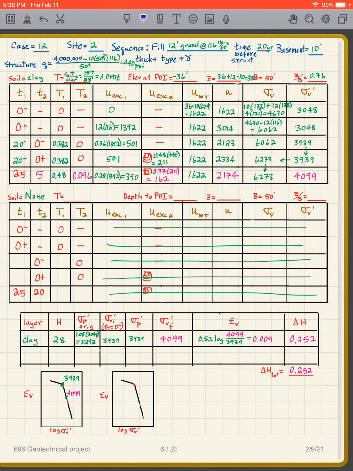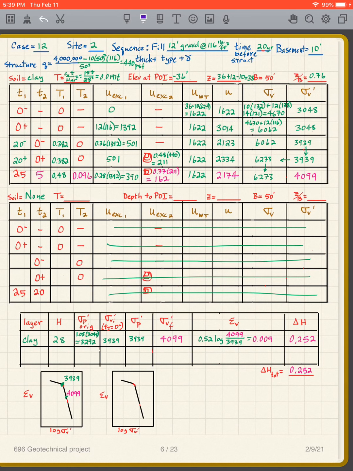And what do I know? Well, these two ought to be the same, right? Because t equals 0 minus, t equals 0 plus. So then, how do I get this sigma V? Well, there are different ways to do it, but I know my U, I know my sigma V prime, I can add them together, and that gives me my sigma V. That's one way to do it.